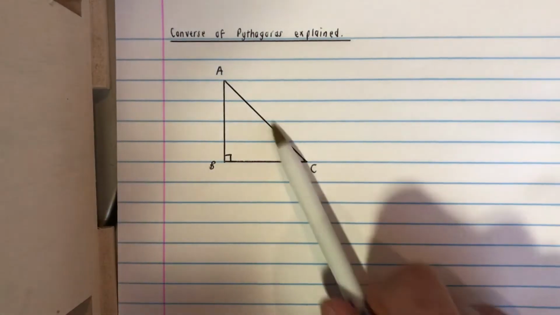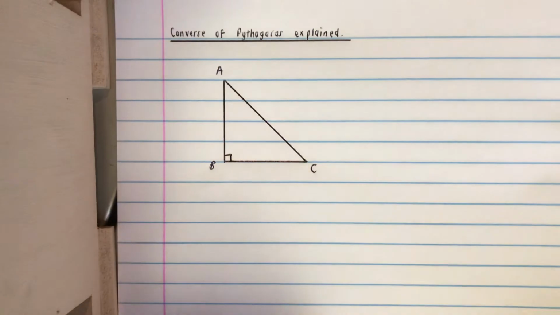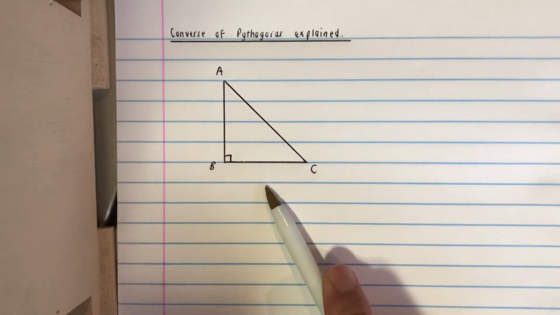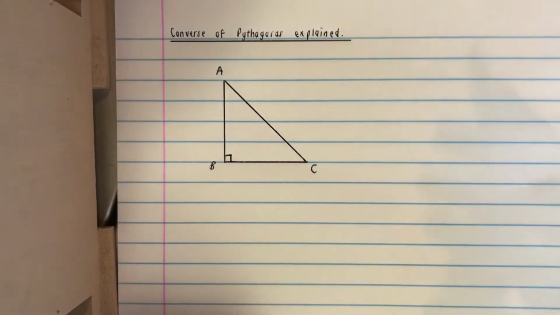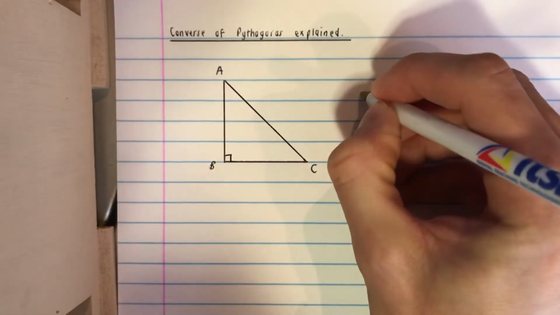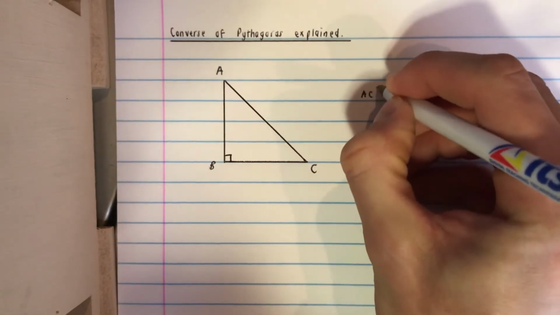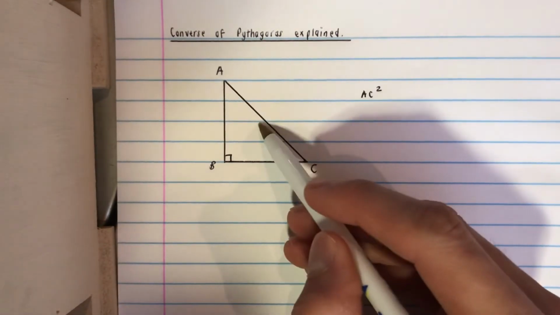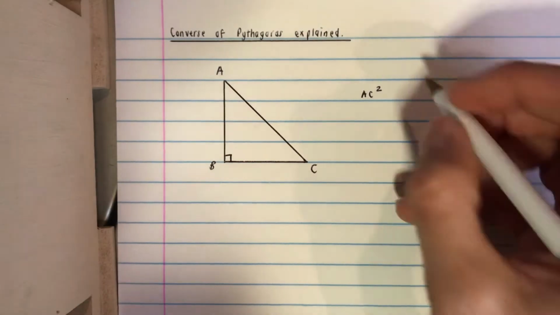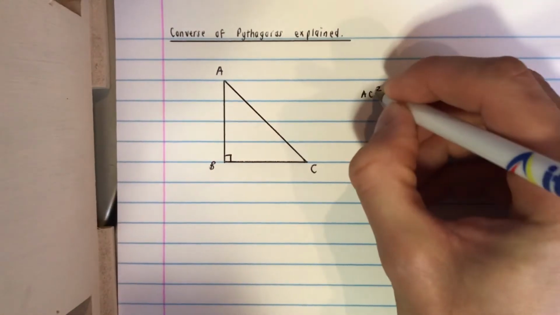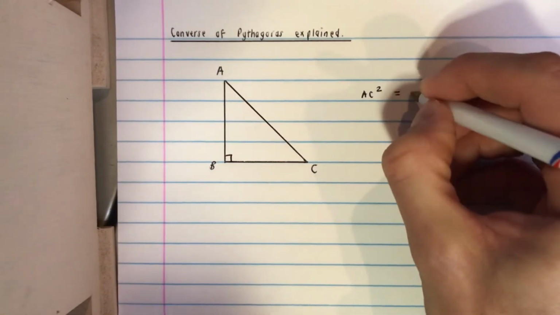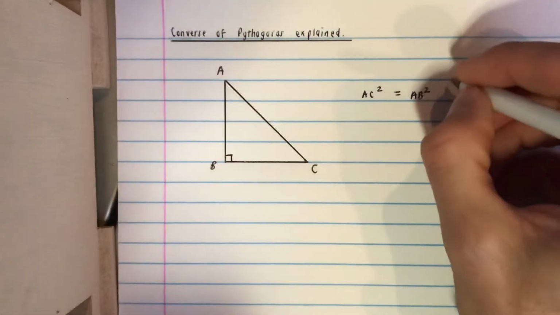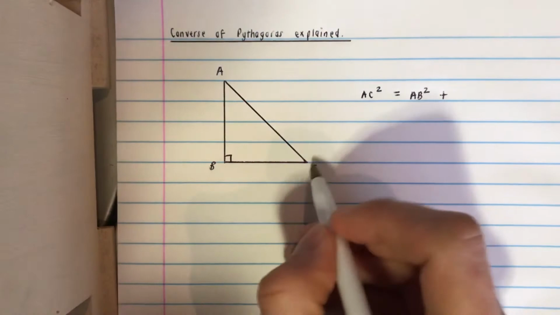So here we are just given a normal right angled triangle. When this is the case, we know Pythagoras applies. Now what does Pythagoras look like? We know it's the hypotenuse side squared, and the hypotenuse is always the one opposite the 90-degree angle, and it's the longest one. AC squared is equal to the sum of the other two, but they must also be squared. So AB squared plus BC squared.